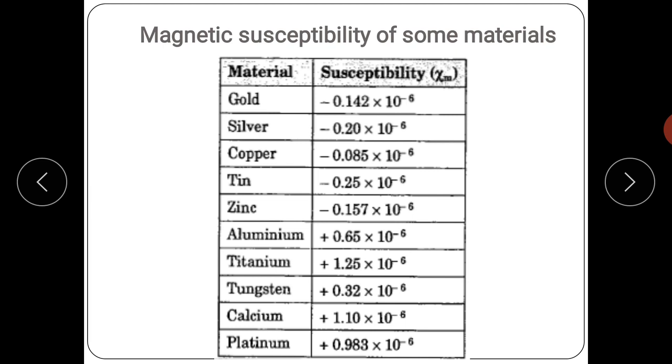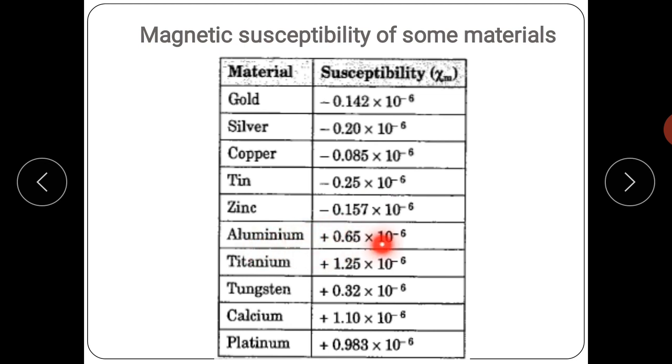Then the magnetic susceptibility of some materials. Here, material and susceptibility χm. Suppose the material is gold. Gold susceptibility is minus 0.142 into 10 raised to minus 6. Silver, 0.2 into 10 raised to minus 6. Copper, 0.085 into 10 raised to minus 6. Tin, minus 0.25 into 10 raised to minus 6. Zinc, minus 0.157 into 10 raised to minus 6.